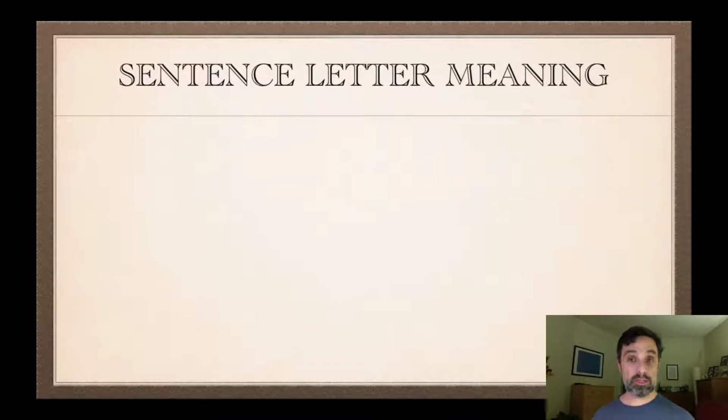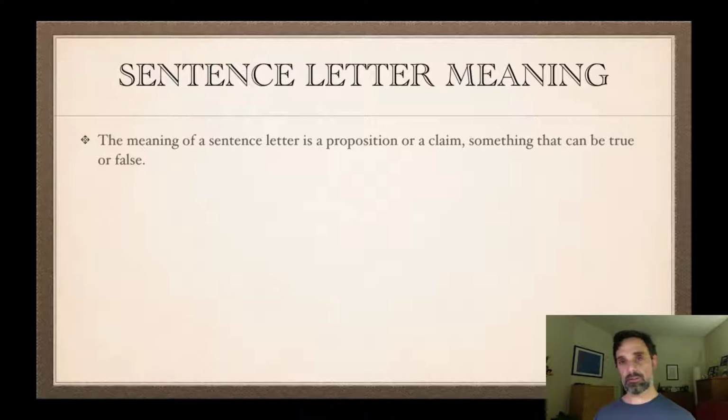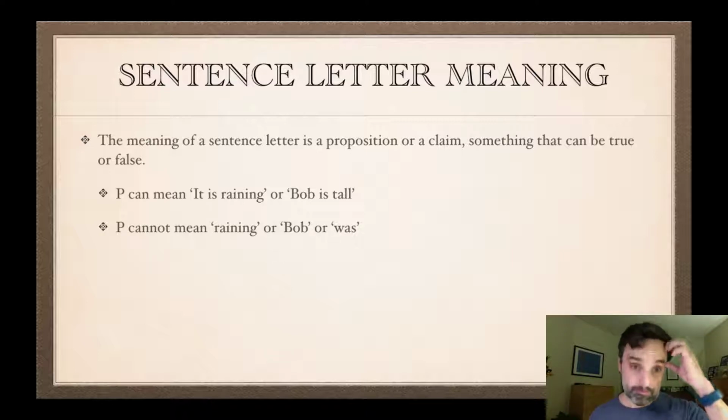So, what does sentence letters mean? The meaning of a sentence letter is a proposition or a claim. It's something that can be true or false. So for example, P can mean it is raining, or it can mean Bob is tall, or every dog is happy. P cannot mean raining, or Bob, or was, or dog, because none of those are sentences. They don't express propositions or claims. They're not the kind of thing that are true or false. They're components of sentences. The sentence letters symbolize only those elements of the language that are themselves true or false, that express propositions or claims about the world.